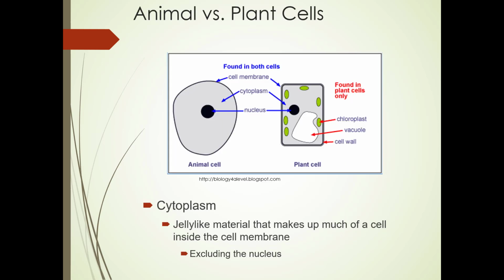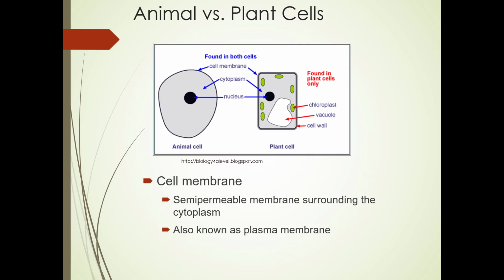And when you're comparing animal and plant cells, they both contain cytoplasm, and that's a jelly-like material that makes up much of the cell inside of the cell membrane, except for the nucleus. The cell membrane is also found in both animals and plants, and it's semi-permeable, and it's surrounding the cytoplasm. It's also known as plasma membrane, so you'll see it both ways.